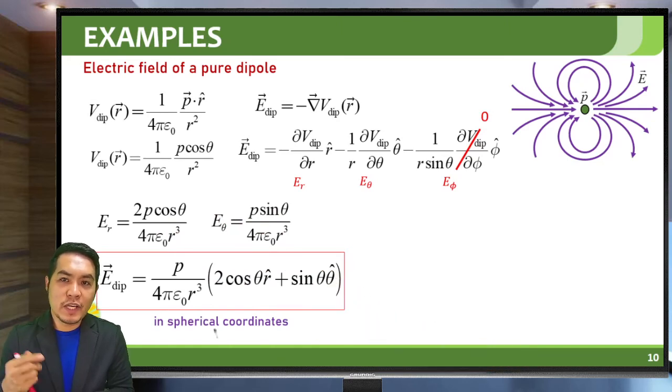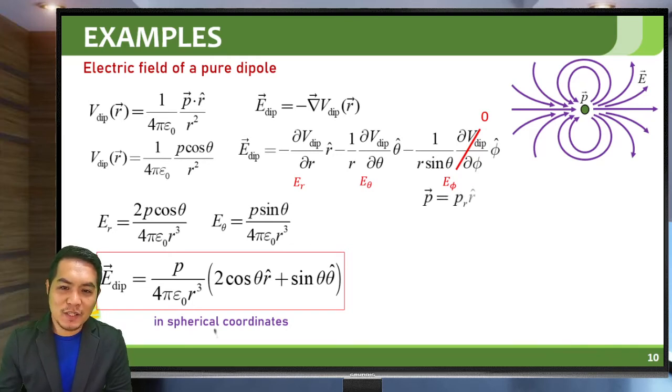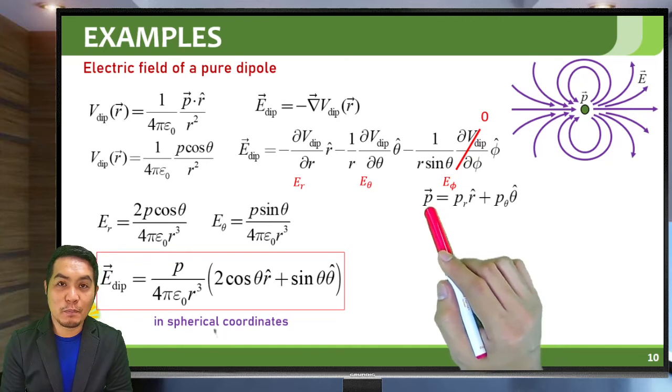We can actually convert this equation into a coordinate-free form, free from any coordinate system. To do that, we need to define our dipole moment p first.